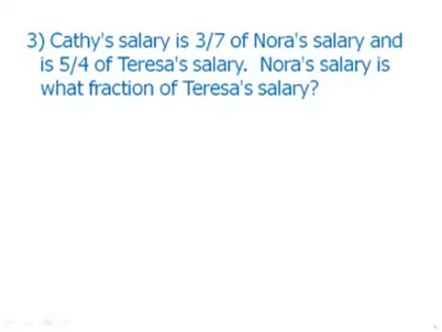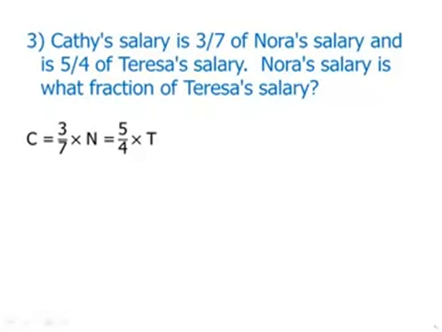For this one, now this one is starting to get to be like something that actually might be on the test. Kathy's salary is 3/7 of Nora's salary and is 5/4 of Teresa's salary. Nora's salary is what fraction of Teresa's salary? So this is a very confusing question. So first thing I'm going to say is we'll represent each one of the salaries by the first letter of the female's name. So C is 3/7 of N. Also, C is 5/4 of T. So we can translate that first sentence like this.